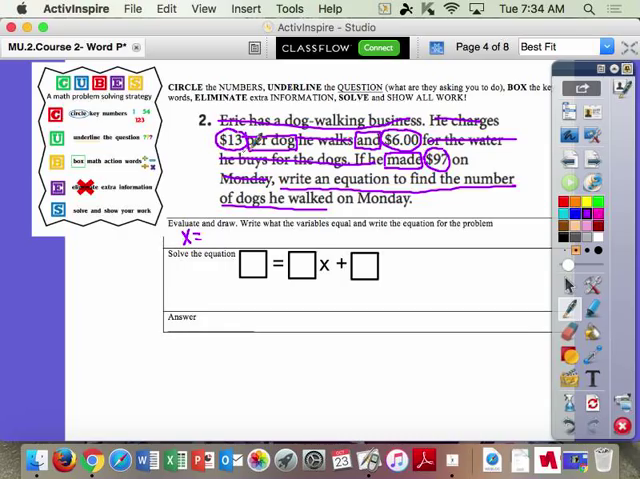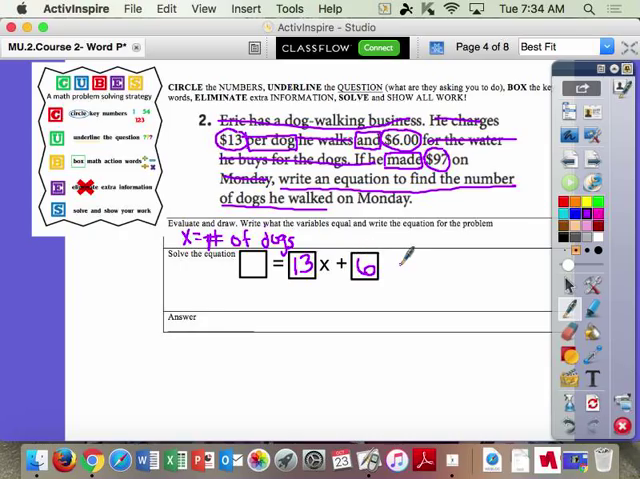So, what does this say? $13 per dog. And it doesn't say per week or last week. It says on Monday per dog. So this is going to be the number of dogs, like how in the last one it was the number of new plans sold. This is the number of dogs. So that's going to be what goes next to X, right? How much per dog? If he walks 1 dog, he gets $13. 2 dogs, $26. So on and so forth.